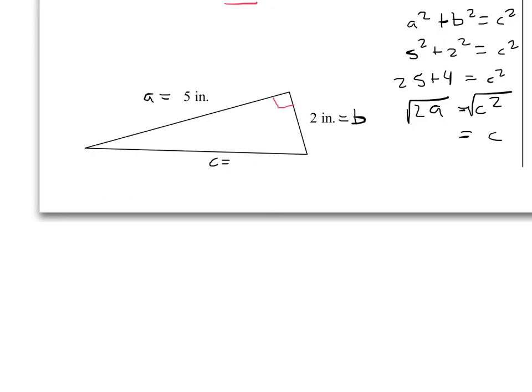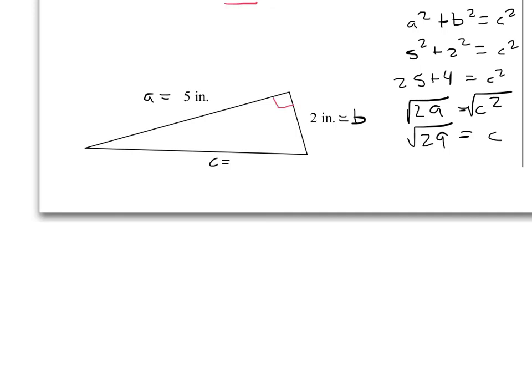I see the wheels churning. What times itself is 29? 5 times 5 is 25. 6 times 6 is 36. So there is no perfect square for this. So there are 2 ways we can leave our answer. I will expect you to leave your answer as both until you are given an answer choice. Your first answer is the square root of 29. C is equal to the square root of 29.